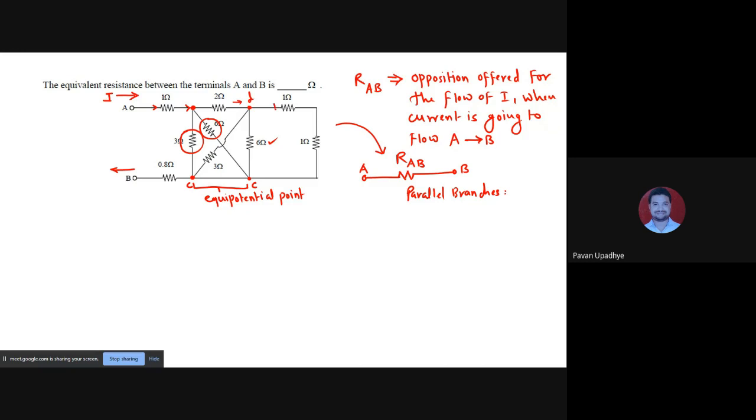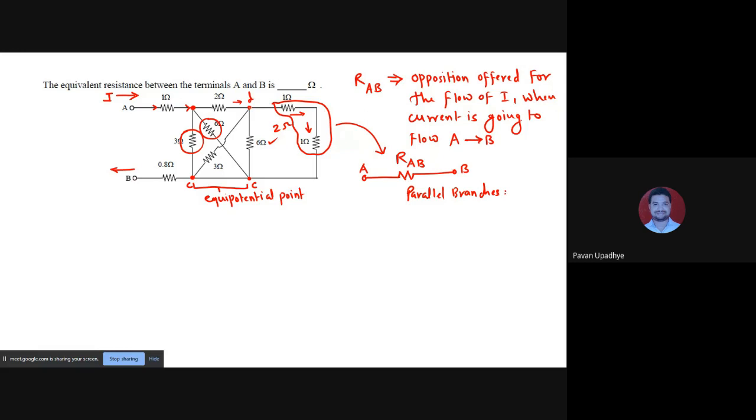Firstly, before that, this can simply be understood that this 1 and 1 ohm are in series, because whatever current will flow through this 1 ohm will also flow through this 1 ohm, right? So 1 and 1 are in series, so 1 plus 1, 2 ohm. This can be done very easily later on. Now whether 6 ohm and this 2 ohm are in parallel.